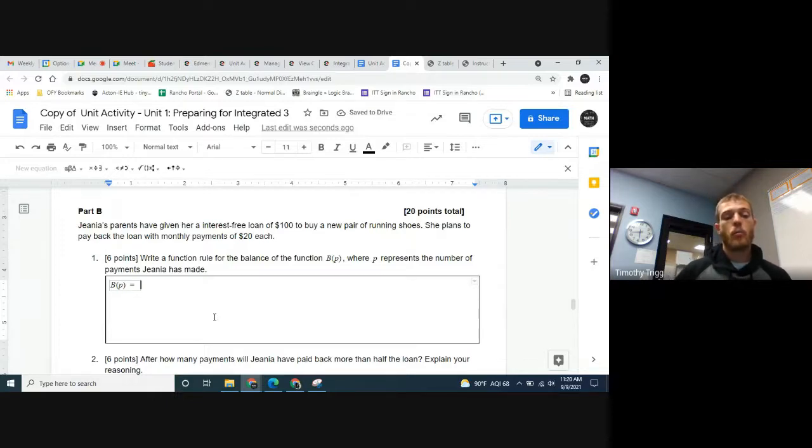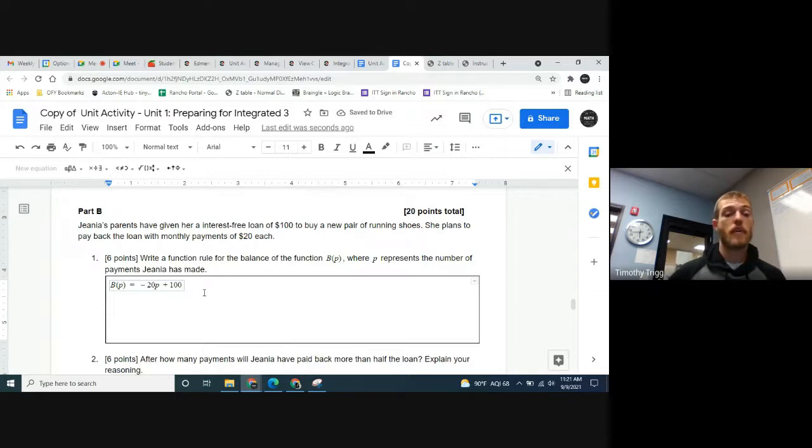Now, how do we figure out how much she owes? Well, she owes 100 from the start, right? But as she makes payments, her balance will decrease, right? She'll owe less. So what we want to show is that the amount she owes is reduced by 20 times however many payments she makes. Plus 100. Let's just make sure this works.